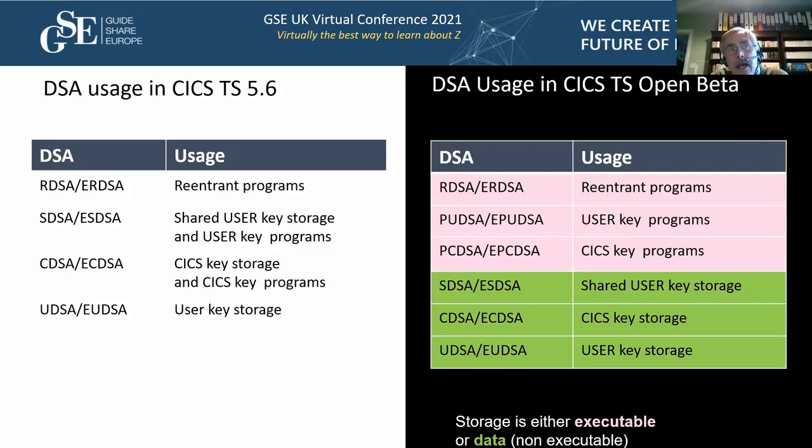Now, for those DSAs which contain both programs and data, we've separated out the usage of those. So now there's a PUDSA and a PCDSA for programs in user key and CICS key. And that replaces the CDSA and SDSA storage areas for those programs. So if you use those types of programs, they will now be put into an area which is separate. And if you switch instruction execution protection on, and you try to execute anything in the data storage, you'll get a failure.